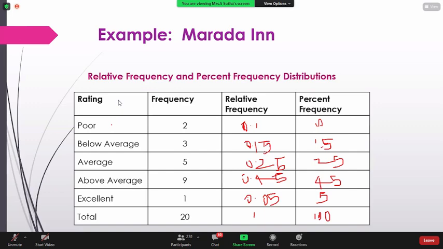What are the 5 non-overlapping classes for this example? Answer it. Unmute the mic and answer it. What are the 5 non-overlapping classes? Anyone? Now I use this word when I am describing the relative frequency or percent frequency. So what are the 5 non-overlapping classes?